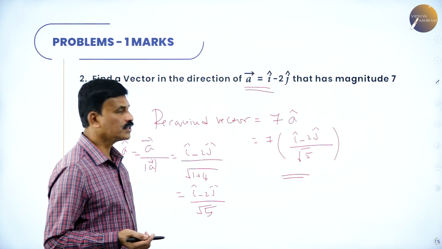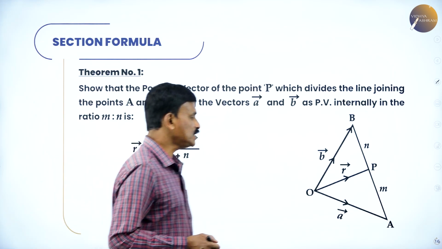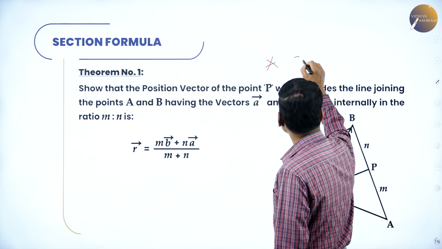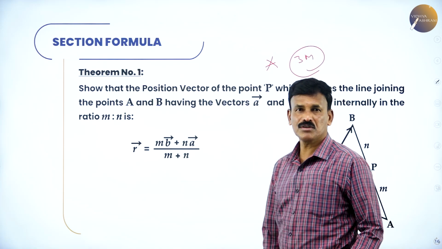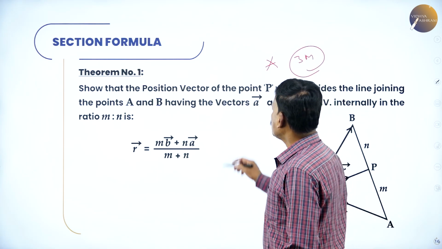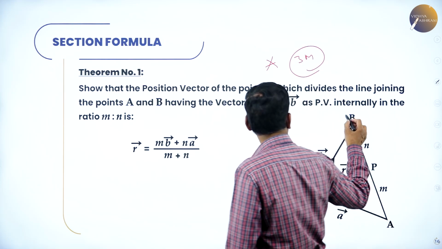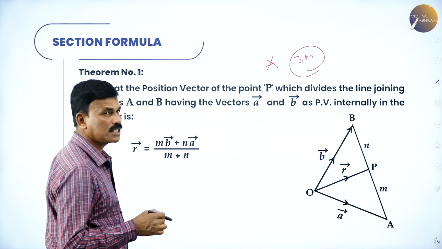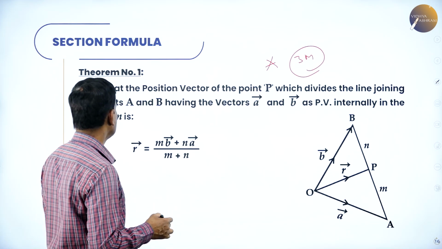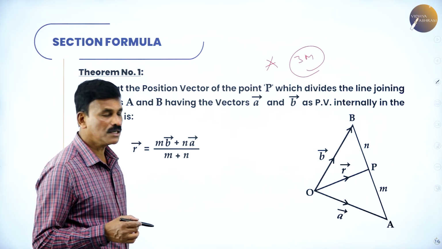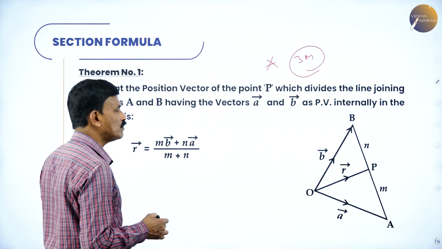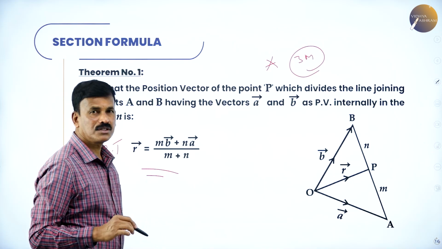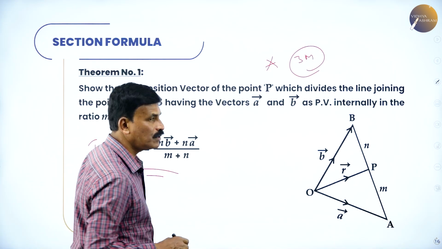Okay. Now, move on to the next problem. This is a very important theorem actually. This is a very important derivation. You may expect this for 3 marks. You might have studied regarding internal and external division. Show that the position vector of the point P that divides the line joining AB, having vectors a and b as position vectors, internally in the ratio m is to n is vector r equal to (m into vector b plus n into vector a) divided by m plus n. Very important. So, what is to be proved is that vector r is equal to (m into vector b plus n into vector a) divided by m plus n.